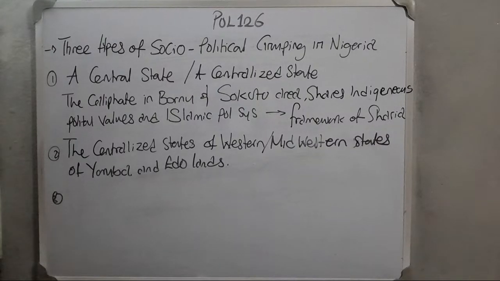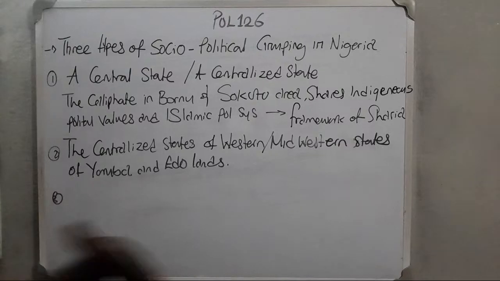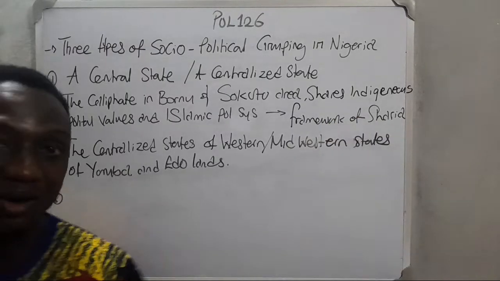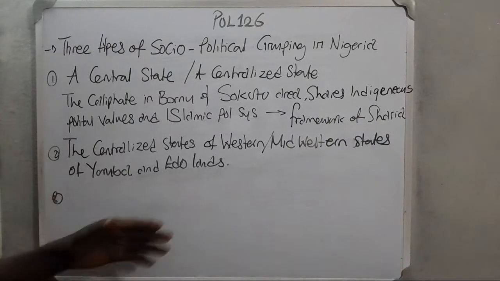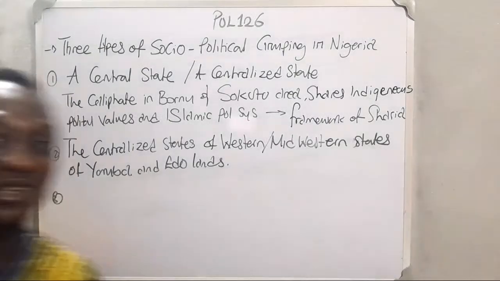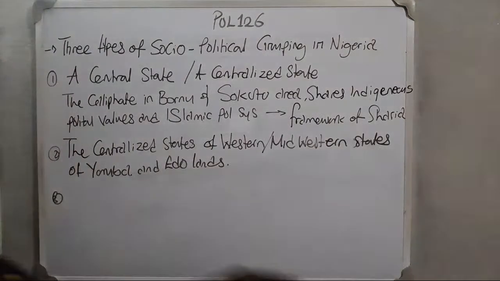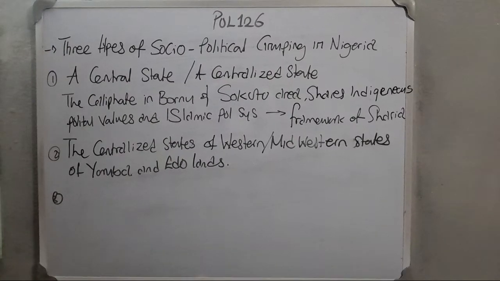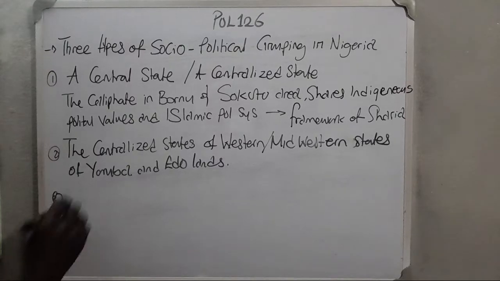According to what we have in our material, the socio-political grouping in Nigeria then was basically three. We have the first as a centralized state of the Caliphate in Sokoto, sharing the framework of Sharia. We also have the centralized state of the Western and Midwestern states, comprising the Yorubas and the Edo, that run on a monarchy system. And the third one, which we are about to treat now, is the socio-political grouping among the Igbos.